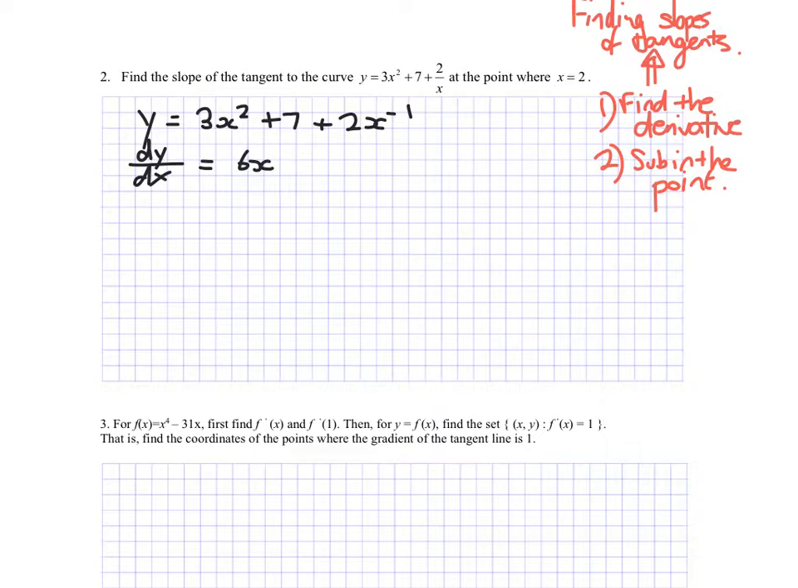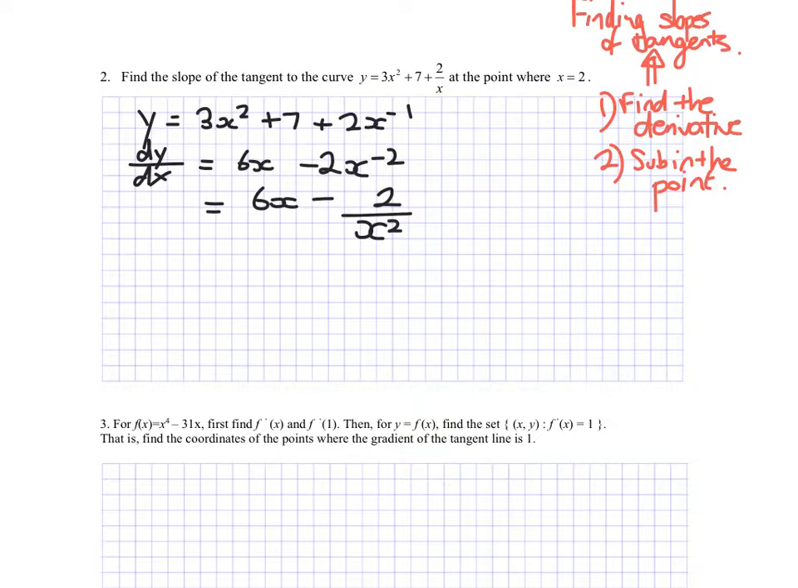Derivative of a constant is 0, so the derivative of 7 is just 0. Then multiply down, so 2 times negative 1 is negative 2, so negative 2x to the negative 2. Again, this is easier to work with as the derivative 6x take 2 over x squared. It's easier to work with now if you've got the x on the bottom.